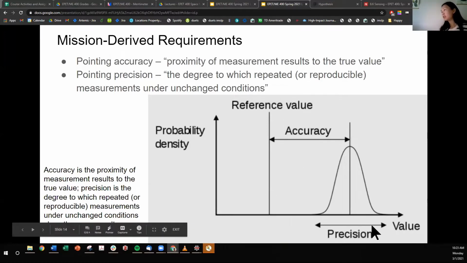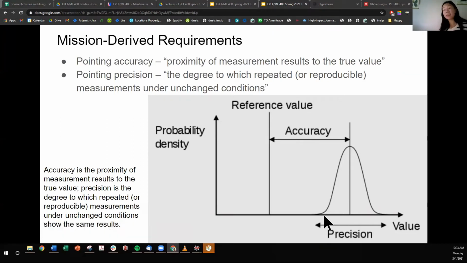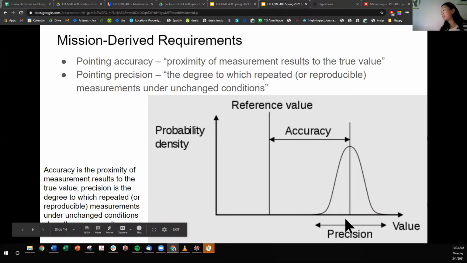Your precision is the degree to which you can repeat or reproduce measurements or performance. So it's like this spread. So accuracy is difference between reference value and expected value. Precision is how precise, what standard deviation you can control that or measure within.